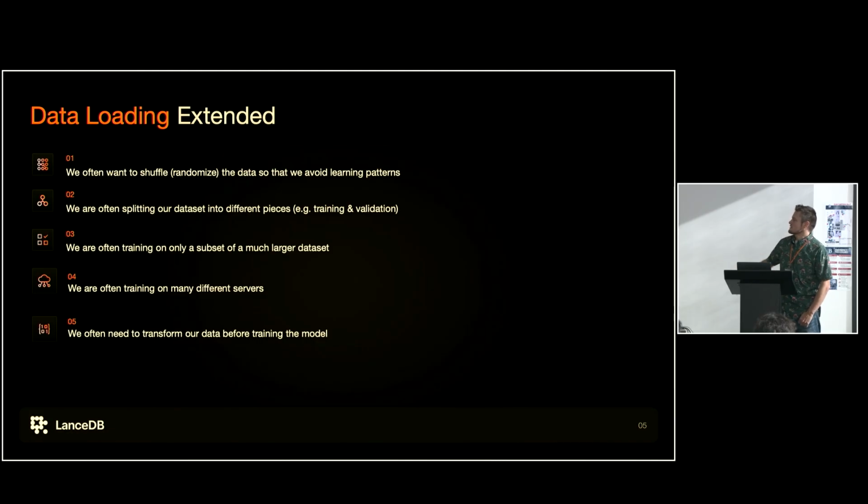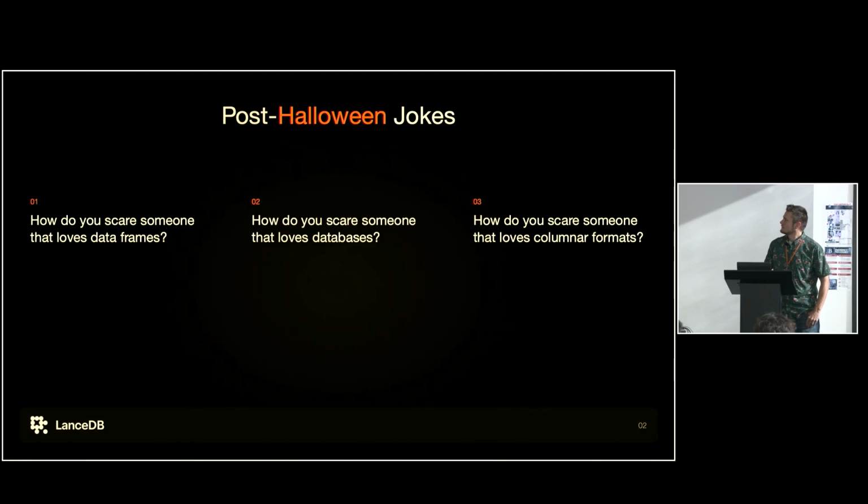Yeah, training on many different servers. We want it to be distributed. And we often have to transform our data. And so these things can introduce challenges that we run into with data loading, which we'll look at how we solve, and which we broadly are going to group into two categories: permutations and pipelines. So for this discussion, at least, these are the things that I'm going to be talking about.